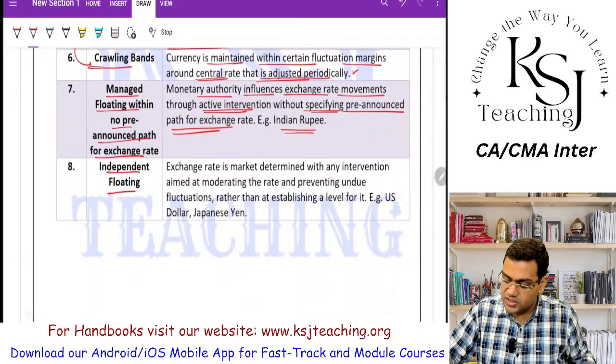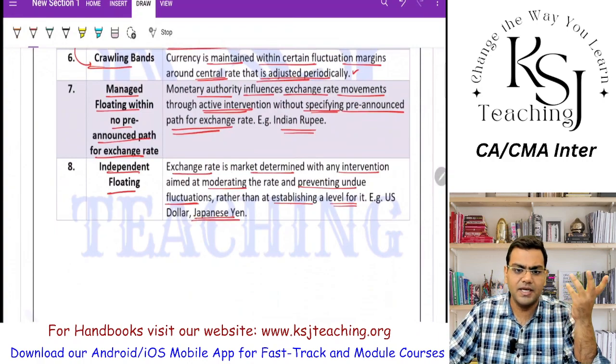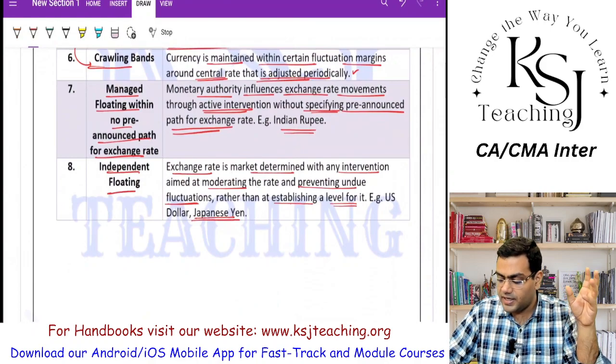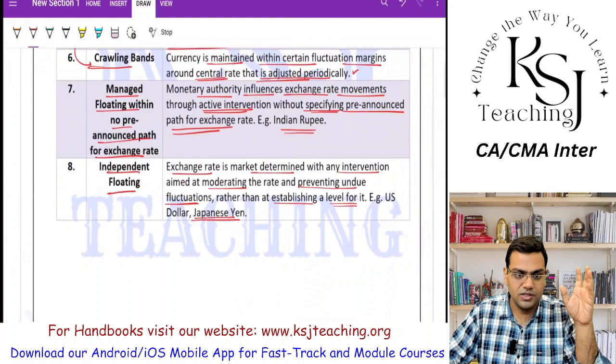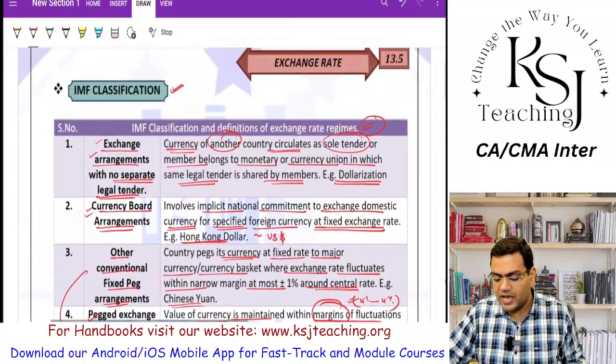Independent floating. The exchange rate is market determined, with any intervention aimed at moderating the rate and preventing undue fluctuation rather than at establishing a level for it. For example, the US dollar, the Japanese yen. Independent floating means the rate is market determined, but the intervention is only when it is aimed at moderating or preventing undue fluctuations, right? This is what we have studied in the floating exchange rate. So this is the IMF classification.